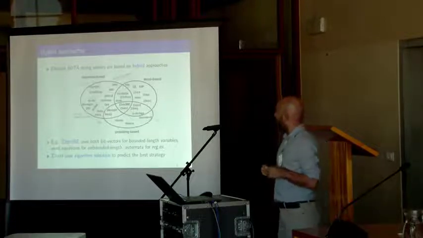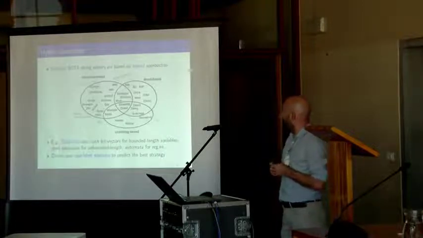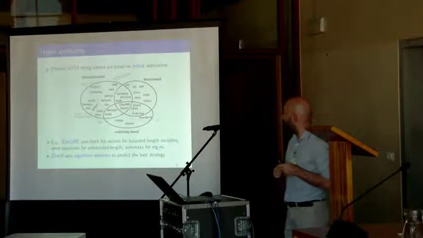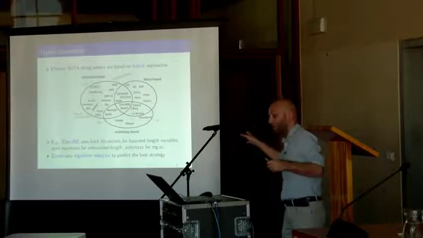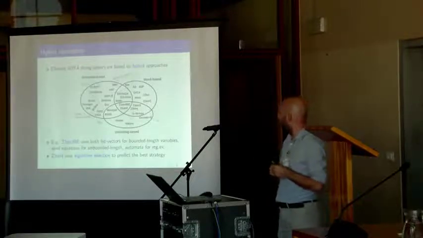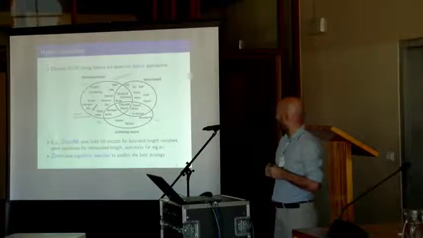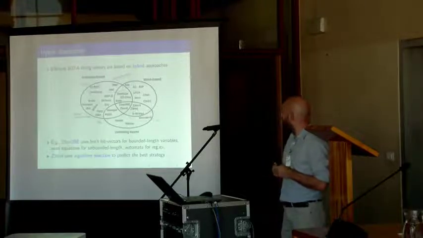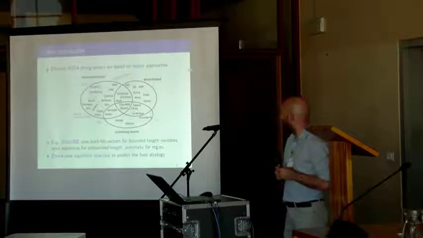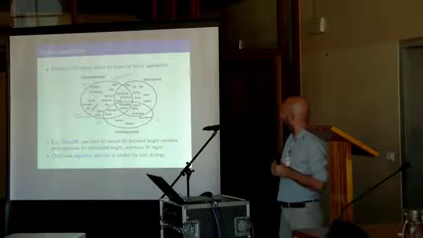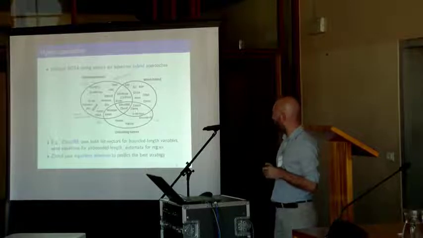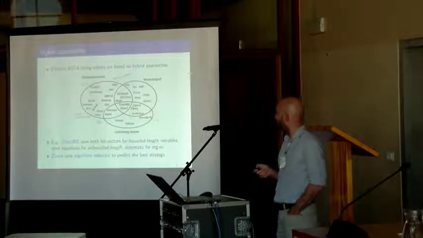So this is just an overview of some string approaches in the literature. Of course, hybrid approaches exist. So for instance, the Z3str3RE solver uses both bit vectors for bounded length string variables, word equations for unbounded length, and automata, an automata-based approach, for regular expressions. Or for instance, the evolution, the next solver, Z3-Noodler, uses algorithm selection to try to predict which is the best strategy for a given problem.